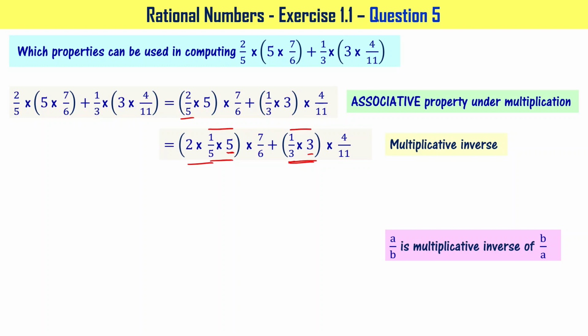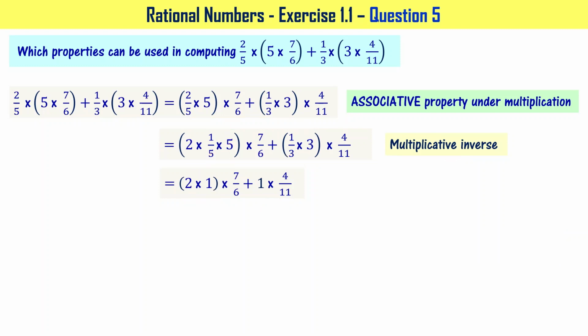So let's use the multiplicative inverse property such that it can be written as 2 times 1, because this is getting cancelled, this is also getting cancelled. The property we have used is the multiplicative inverse property. As per that, when you multiply two numbers which are multiplicative inverses of each other, you get the product as 1, right? That's what we have written here: 2 times 1 times 7 by 6 plus 1 times 4 by 11, right?